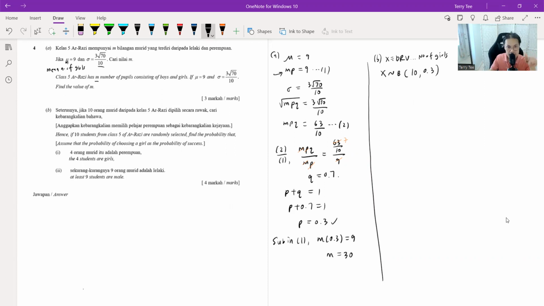Okay, so you want exactly 4 girls, right? So we can say P(X = 4). Now use the formula 10C4 times 0.3 power 4 times 0.7 power 10 minus 4, which is 6. If you can't remember, the formula is given in exam: nCr p power r q power n minus r. This formula is given.